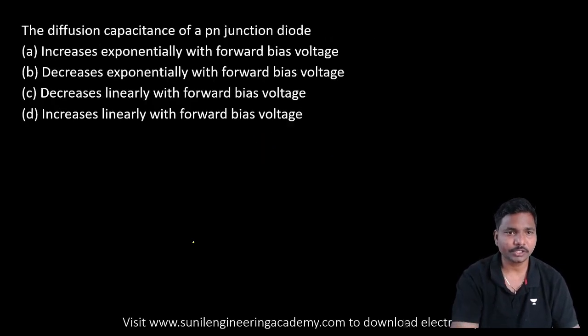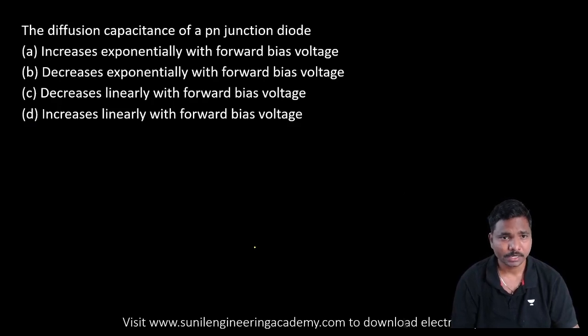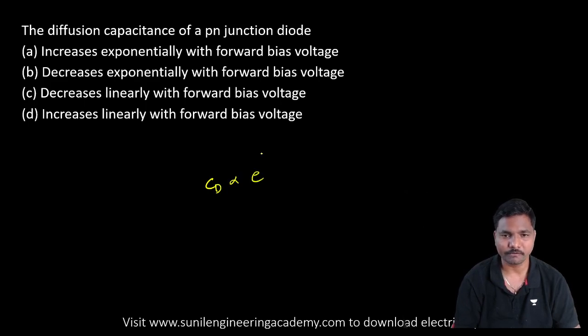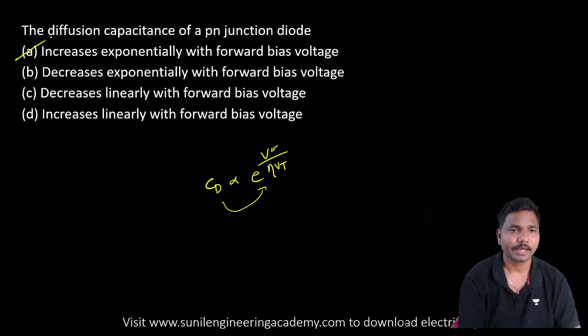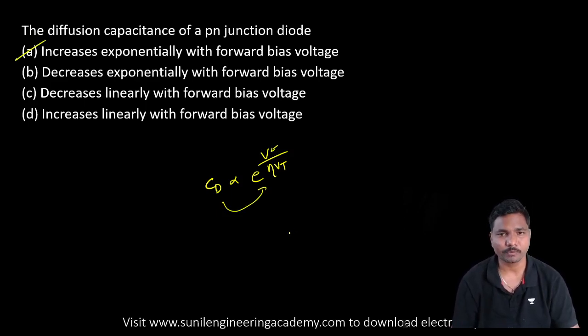Coming to the next one: the diffusion capacitance of a PN junction diode. The CD is generally proportional to e power V by eta VT. That is, it increases exponentially with the forward bias voltage V.